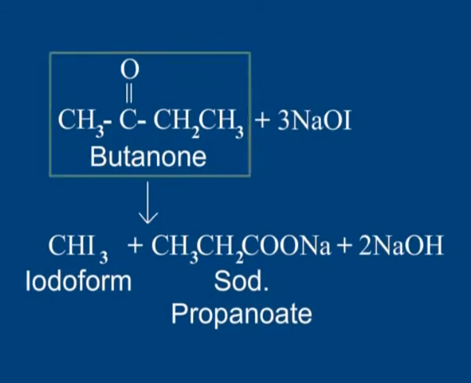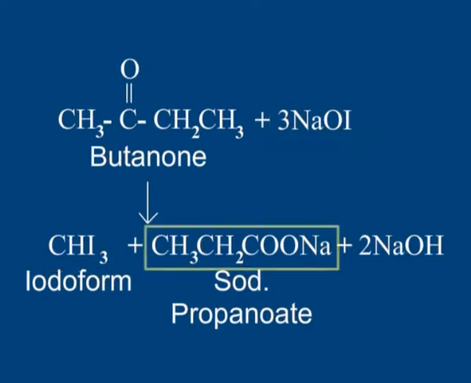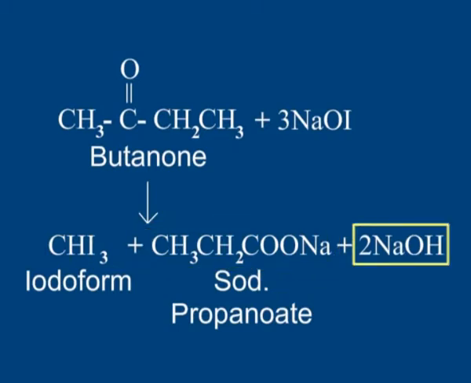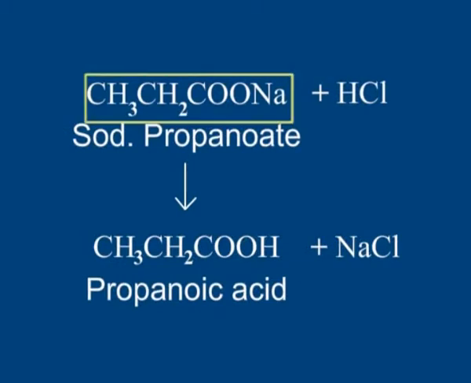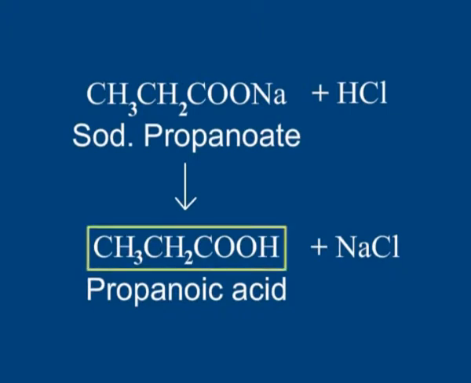For example, butanone reacts with sodium hypoiodide to form iodoform, sodium propanoate and sodium hydroxide. Sodium propanoate reacts with hydrochloric acid to form propanoic acid and sodium chloride.